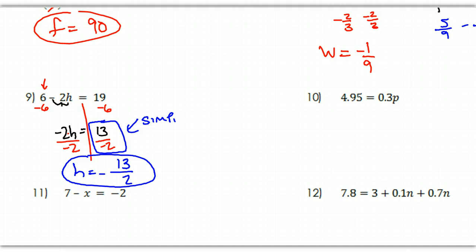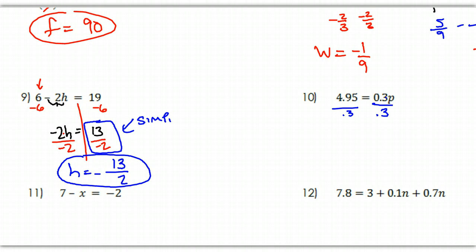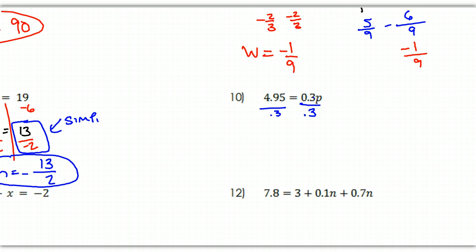Number 10, when we divide both sides here by 0.3, because we have times in the middle right now, dividing by 0.3 on both sides is a decimal division question. So 4.95 divided by 0.3, 0.3 goes outside, 4.95 goes inside. And we have to adjust this divisor on the outside. We have to adjust this 0.3 and make it 3, and adjust the 4.95 and make it 49.5.